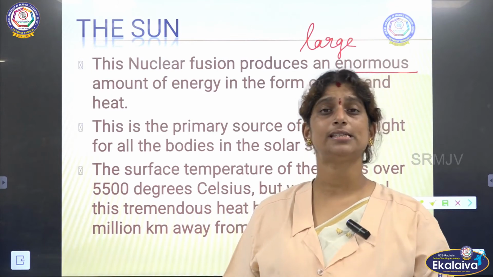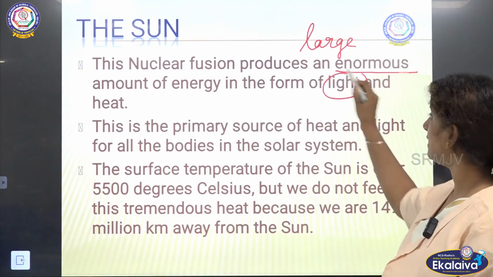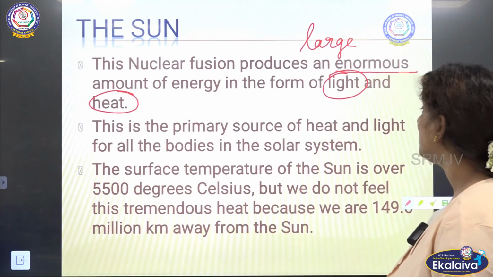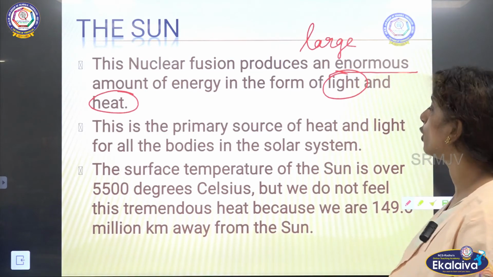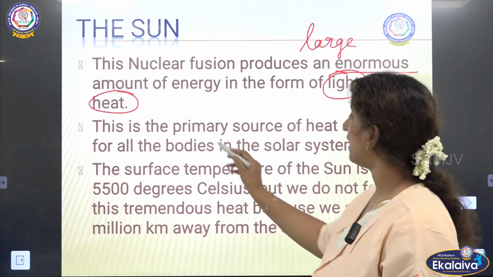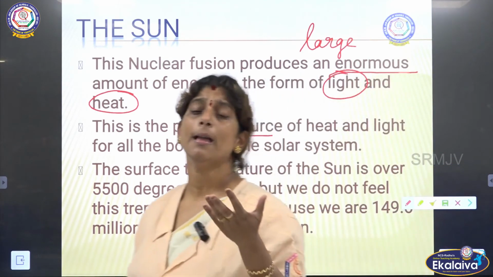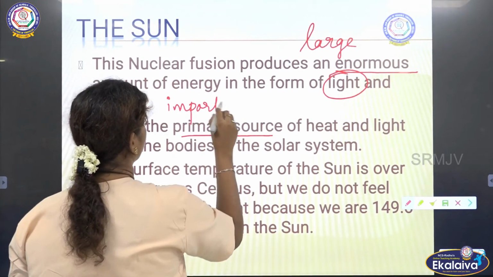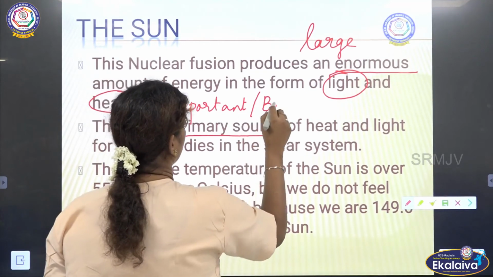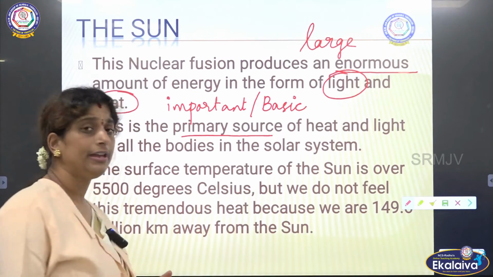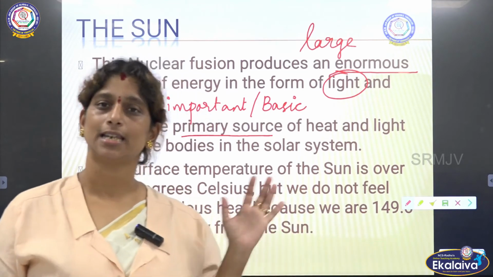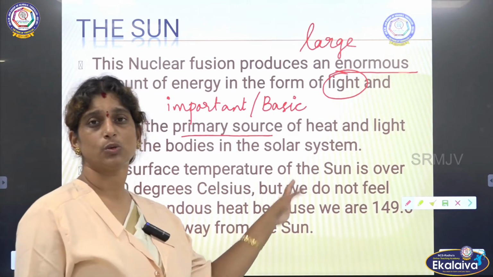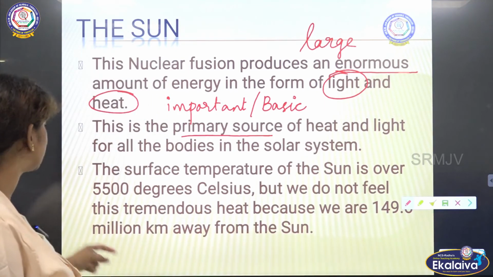So, what kind of energy is generated? One is light energy and the other is heat energy. Clear? Now, this is the primary source of heat and light for all the bodies in the solar system. Primary source means this is the important or basic source. We have no other option other than the sun. If there is no sun, we are not going to have heat and light in the solar system itself. So, the sun is the primary source of heat as well as light for the entire solar system.